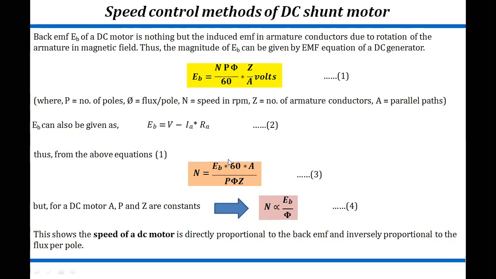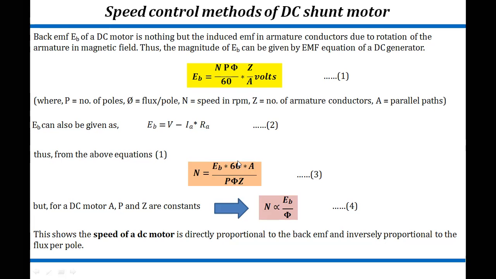So here, if you put the value of Eb from equation 1 into the second equation, you will get the equation in the form of N, because we need the equation for the speed. What I have done is simply put the value of my Eb into it. When you rearrange that equation, you get N equal to Eb into 60 into A upon PφZ.